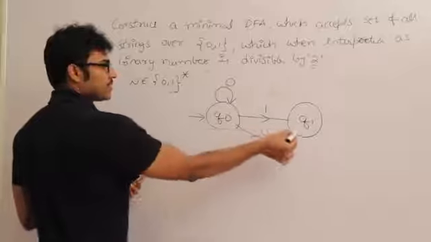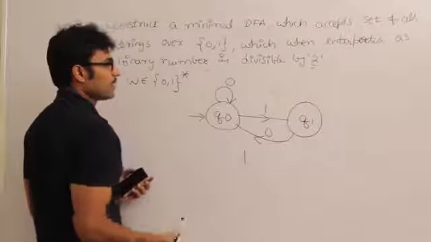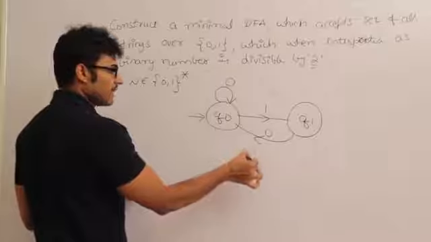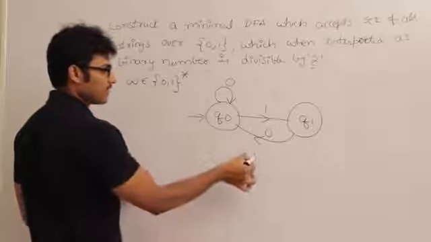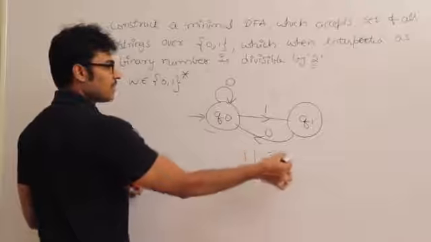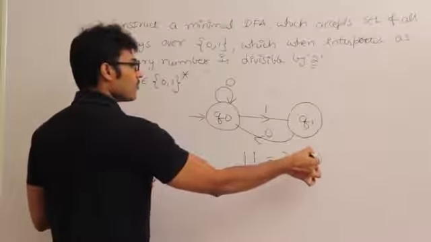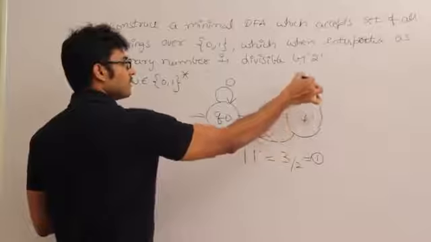Let us say I am in state Q1. How did I reach Q1? On looking at 1. So after it, if I see any number of 1s, let us say if I get 1, 1, the entire number is going to be 3, which divided by 2 is going to generate a remainder of 1. Therefore, on seeing 1, I'll stay here.